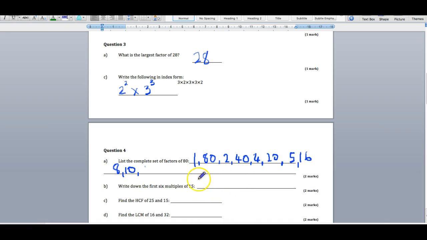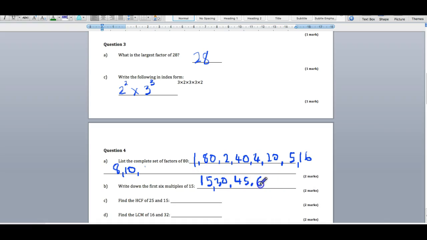Write down the first 6 multiples of 15. Okay, so I would say we can start with 15. If you started with 15 or 30, it doesn't matter. 15, 30. Oops, I'm going up in 5s. Let's just delete that and clear that out of the way. Come on. That should be 45.